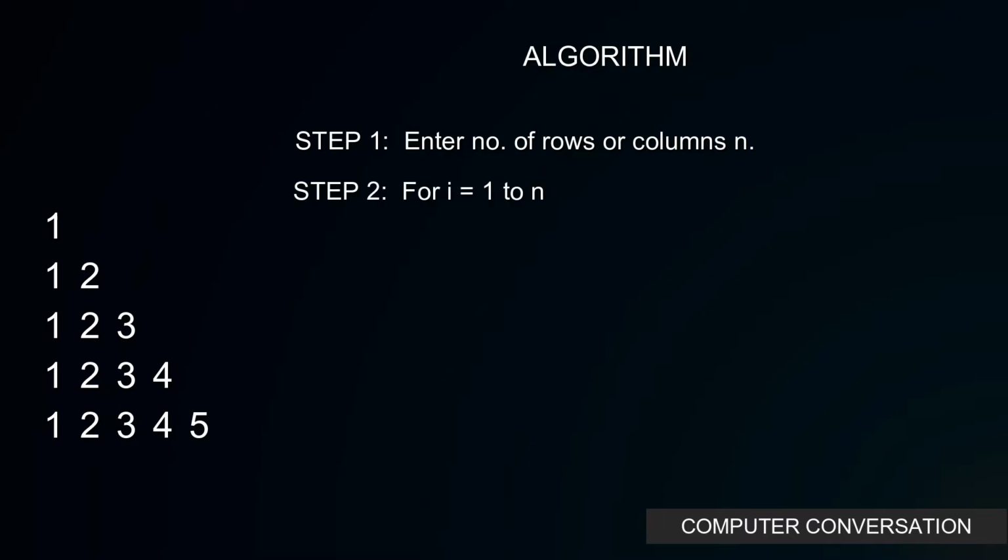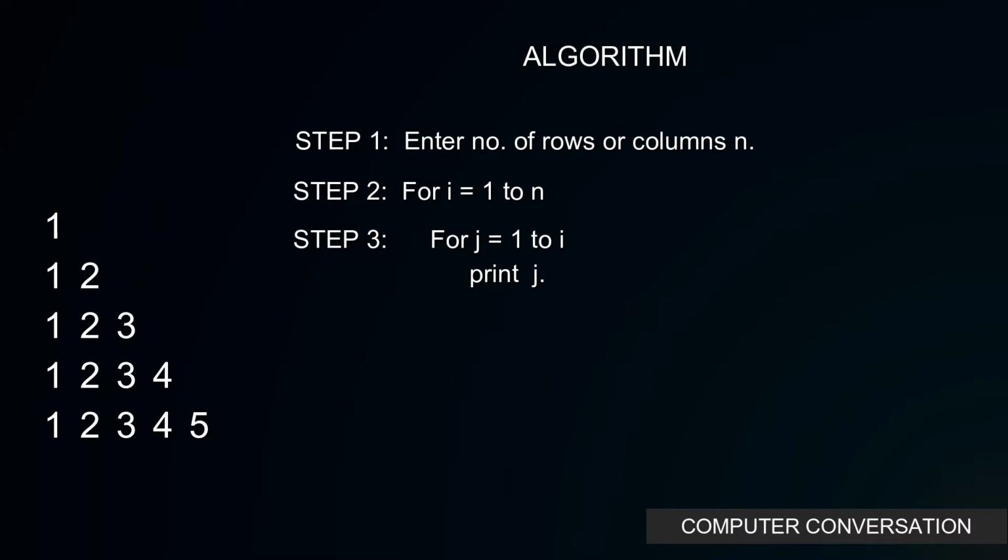So in step 2 of this pattern, we run the outer loop from i equals 1 to n. Next in step 3, we run the inner loop from j equals 1 to i and then print the value of j. So what will happen is that when i equals 1, the value of j is 1 and then j value 1 will be printed. Next when i equals 2, j will run from 1 to i, that is from 1 to 2, and print the j value for each iteration and so on.